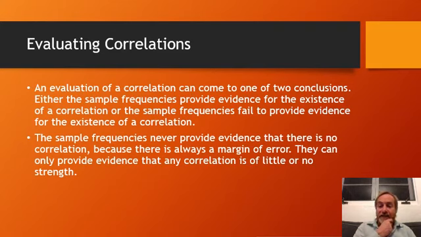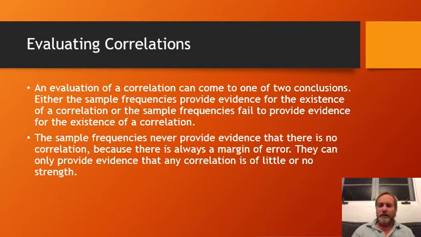Okay, so we have estimated proportions. We've estimated distributions. So now we want to use samples to evaluate correlations in a population. An evaluation of a correlation can come to one of two conclusions. Either the sample frequency does provide evidence for the existence of a correlation, or the sample frequencies, there might be more than one if you're dealing with more than one variable, might fail to provide evidence for the existence of a correlation.